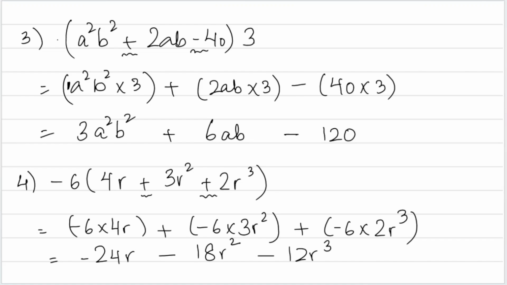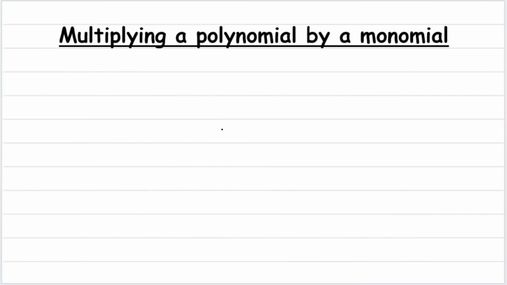Can I solve it further? No. All the terms are unlike. This is a r cube term, this is r square, and this is r term. They are unlike terms, so this is my answer. So these examples were the examples when a polynomial was being multiplied by a constant outside. Let's take the next case.